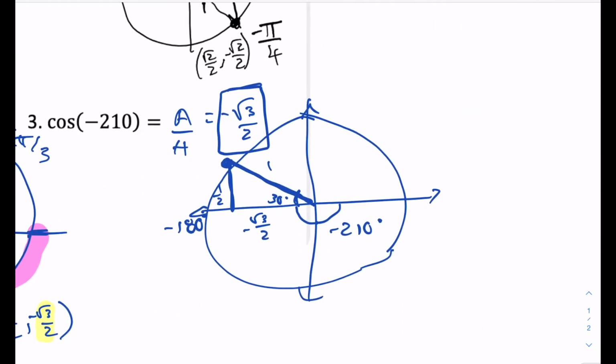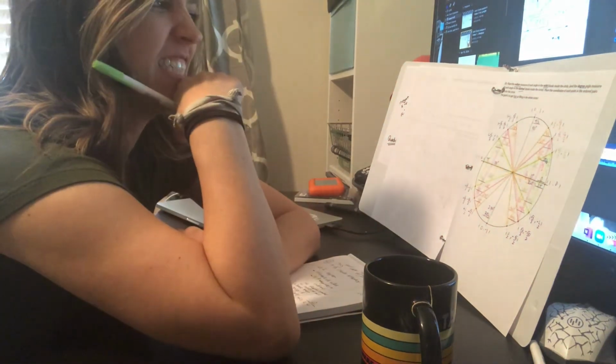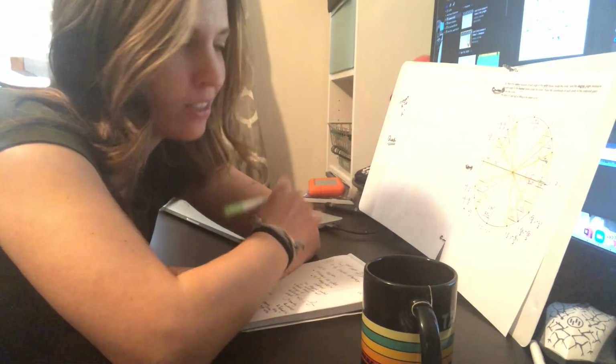Last one, cosine of negative 210 degrees. Okay, so first I counted around my circle, got my negative 210 degrees on there, went clockwise this time, drew my reference triangle, and did adjacent over hypotenuse to get negative root 3 over 2 for cosine of negative 210 degrees.